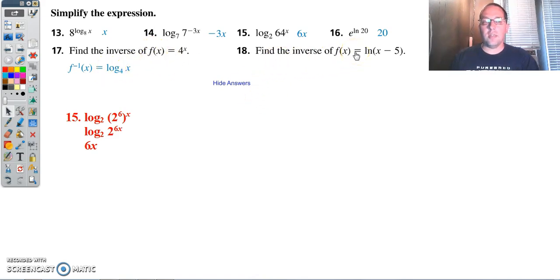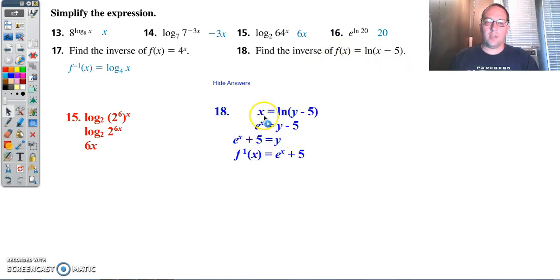18 takes a little bit more work, because we do have some stuff going on in our argument there. And so we're going to write this first as a y instead of f of x. And then we switch x and y. So we have x equals natural log of y minus 5. We write this as an exponent. Remember, natural log is base e. So we have e to the x equals y minus 5. Move the 5 to the other side. So we have e to the x plus 5. So f inverse of x is e to the x plus 5. And that takes care of that.